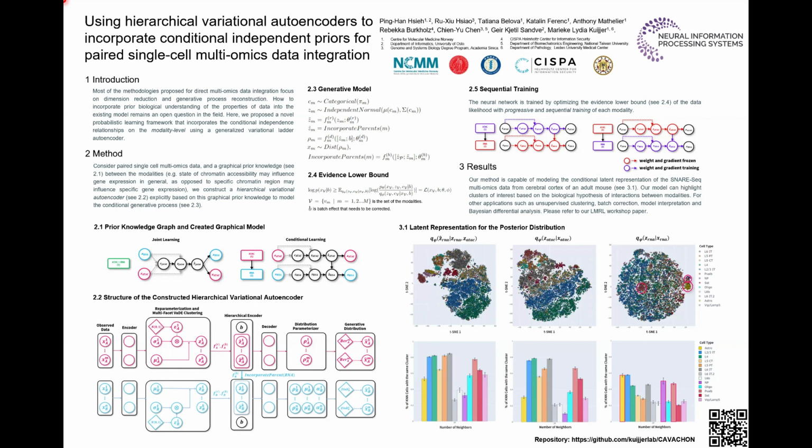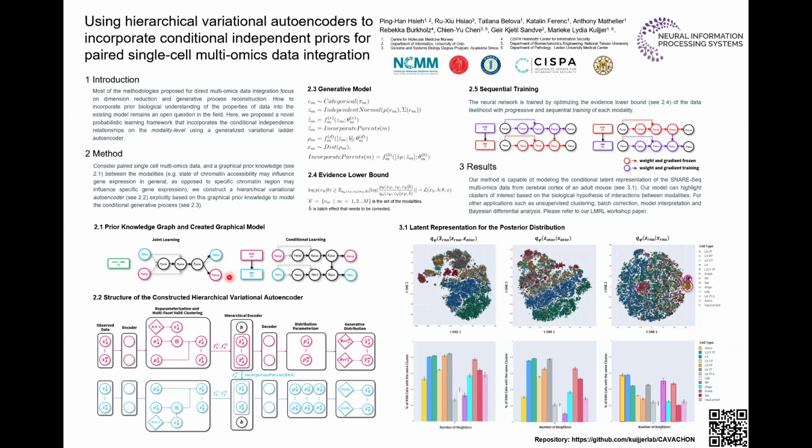of their data type. The prior knowledge is provided as a DAG, or a directed acyclic graph, where each vertex represents a data modality and a directed unweighted edge represents the potential influence between the two modalities. For example, here we hypothesize that the chromatin accessibility data may influence the regulation of gene expression in general.